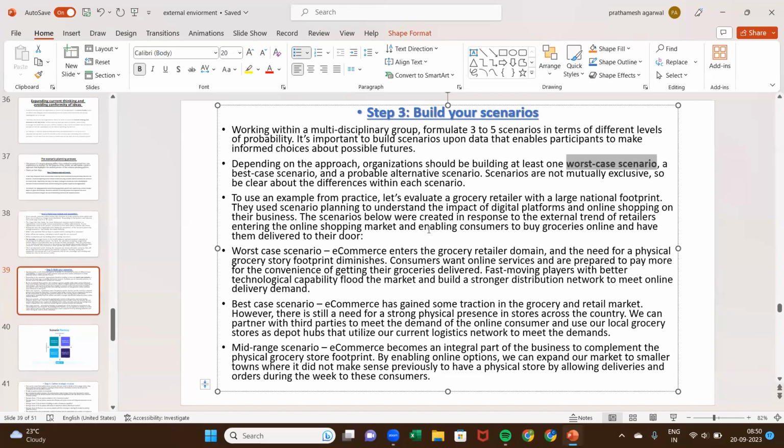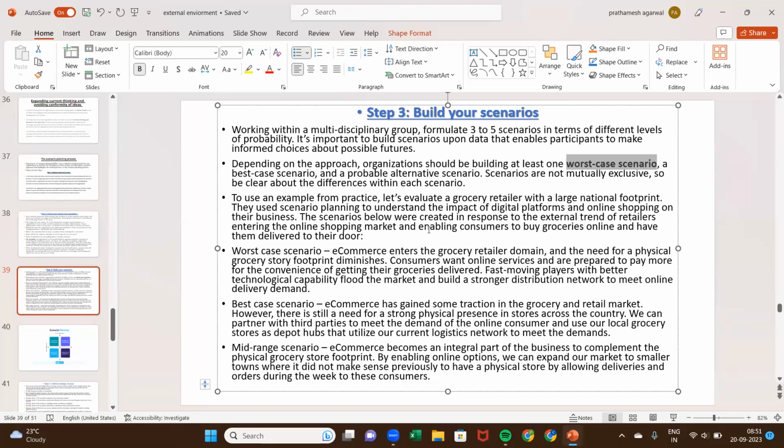See, one industry really boomed and the other industry, the same product, went down. Then best case scenario. E-commerce has gained some traction in the grocery and retail market. There is still a need for a strong physical presence in stores across the country. We can partner with third-party sellers to meet the demand, right? Suppose I have a grocery store, or see, the best thing is the Zomatos and, which is the other one? Swiggy. They partner with restaurants.